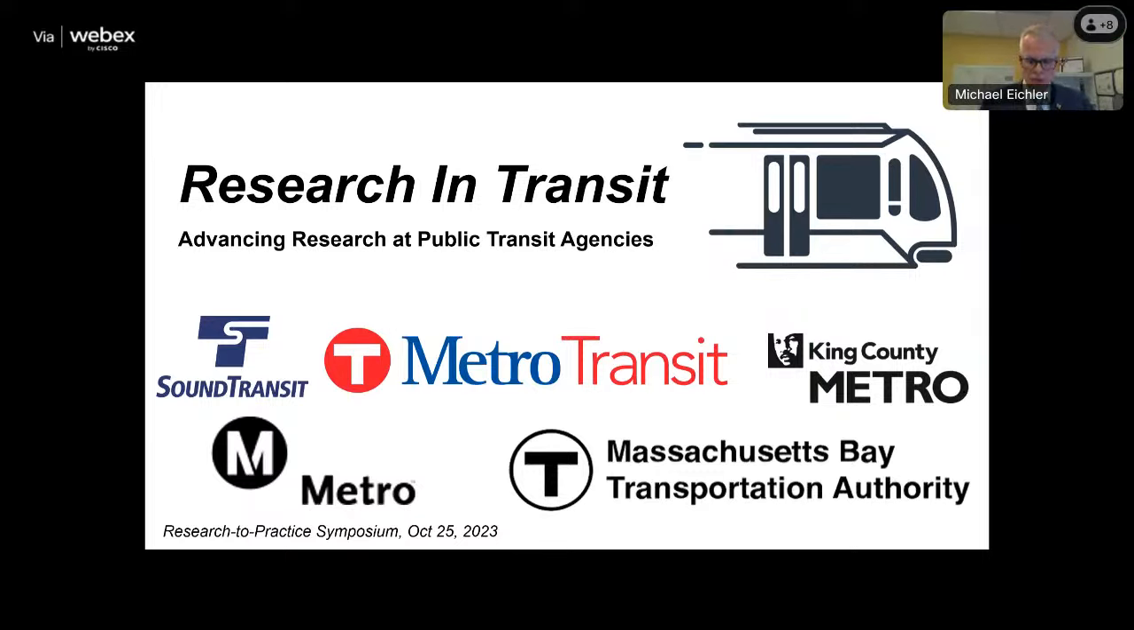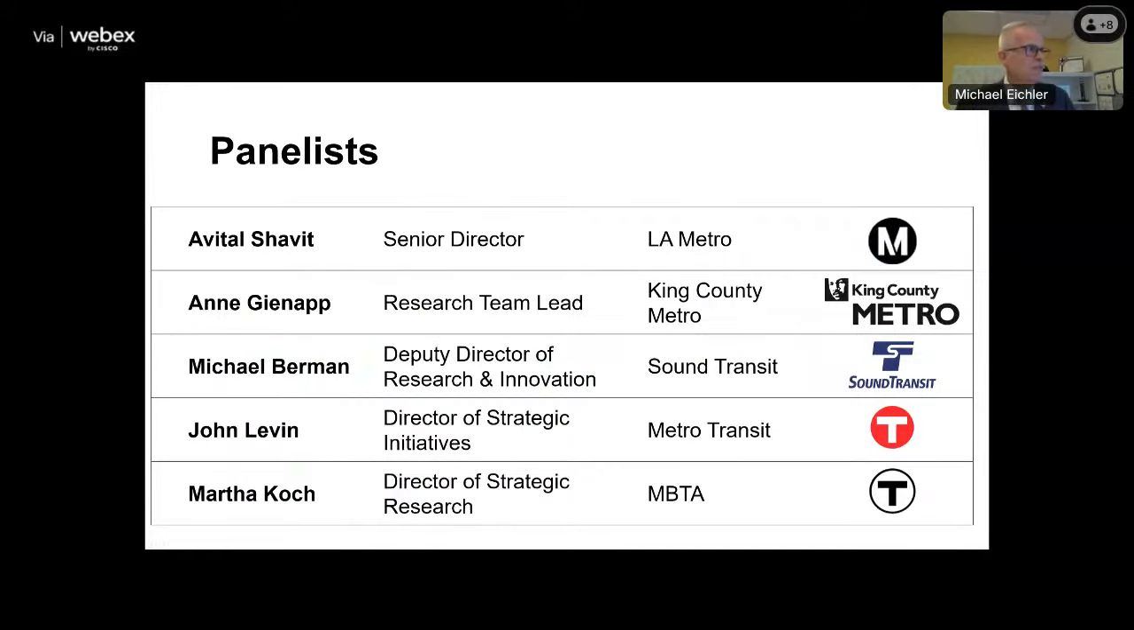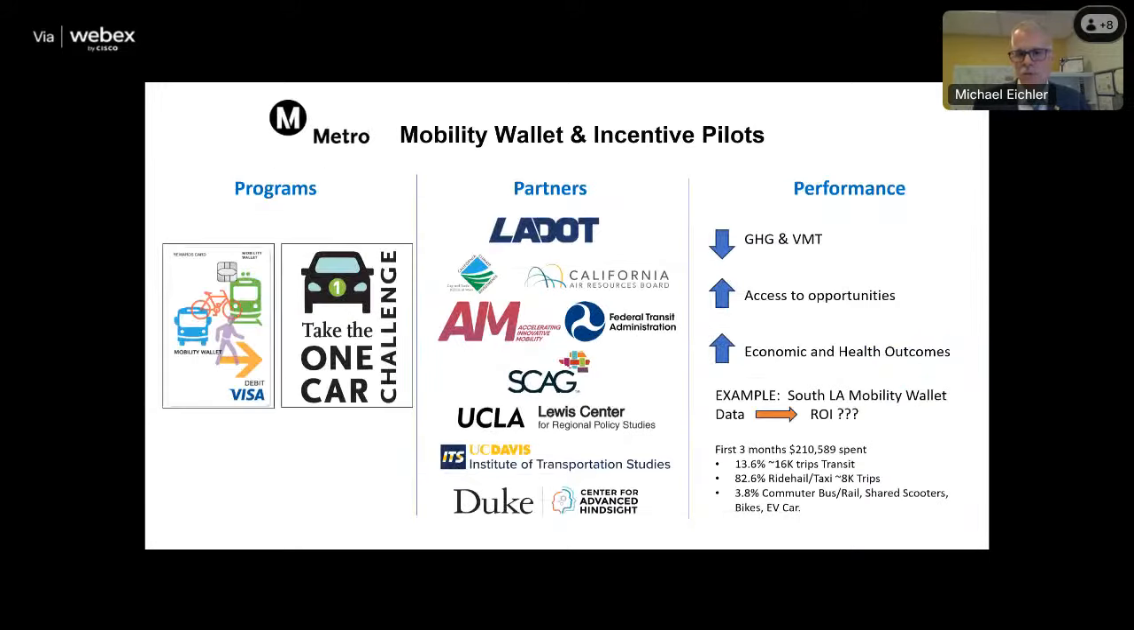Welcome everyone to the Research to Transit Symposium. This is a session on research in transit, advancing research at public transit agencies. We are joined here by five different transit agencies across the country who are going to speak to us about their research programs. Today we are featuring Avi Shavit from LA Metro, Anne Gienap from King County Metro, Michael Berman from Sound Transit, John Levin from Metro Transit Minneapolis, and Martha Cook from MBTA. So please give a virtual welcome to our panelists today, and we will let each one of them give us a quick update on themselves and their research programs, and then we'll get started into a roundtable conversation.